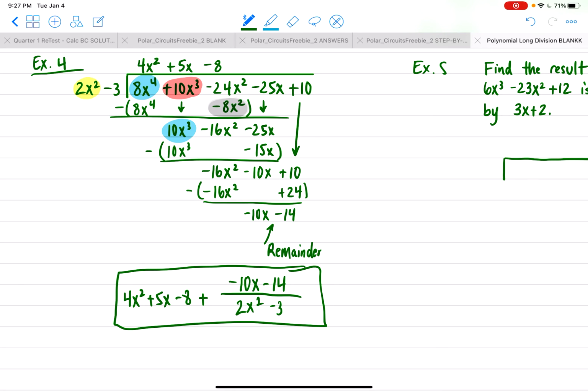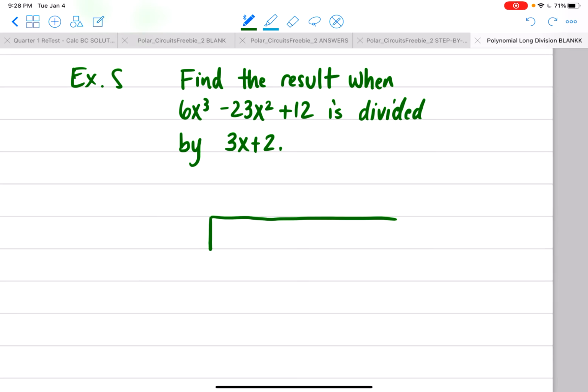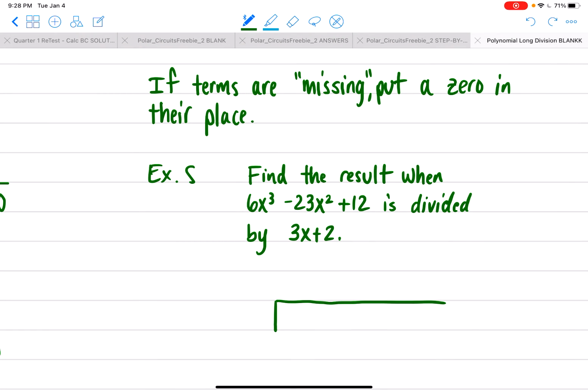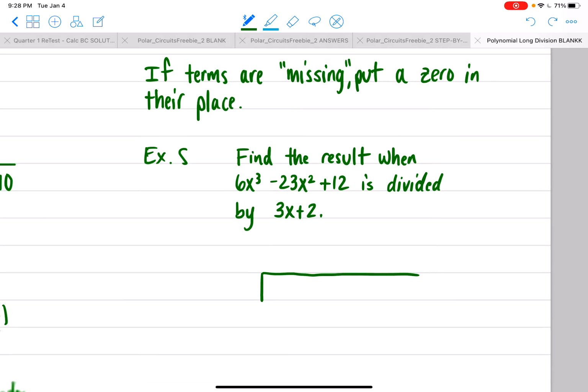So you take our quotient here. That was right there. And you put the quotient in there, and then you put the remainder, and then you put the divisor, and that's it. Okay, let's do one more. And this is where I see people screw up a lot. And this last tip here is if any of the terms are missing, put a 0 in their place. What do I mean by missing?